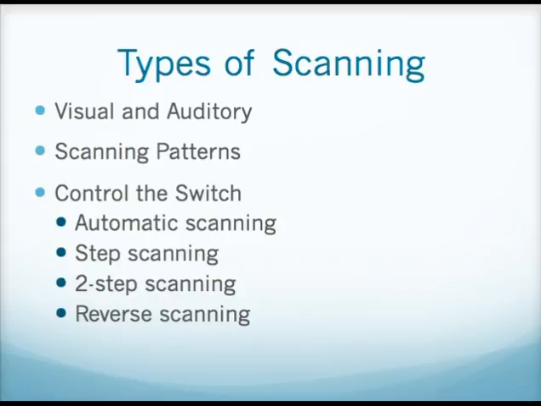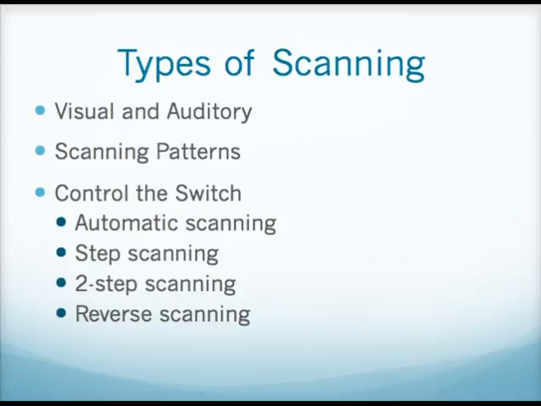So automatic scanning is exactly what it sounds like. Each symbol is automatically highlighted one at a time, so it'll move in a sequential and paced pattern, and then select the desired item when it's highlighted. So the student is watching as it automatically moves from one item to the other, then they activate their switch to select their choice. Step scanning refers to pressing a switch each time.